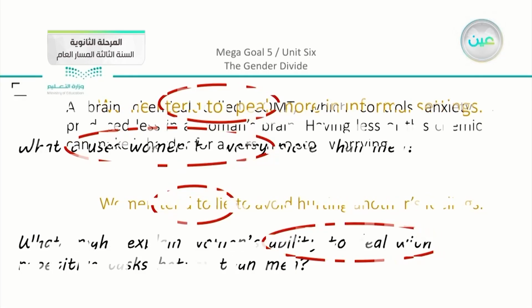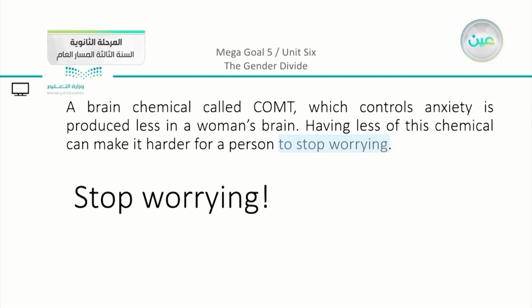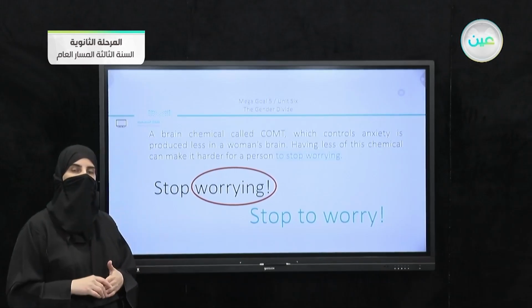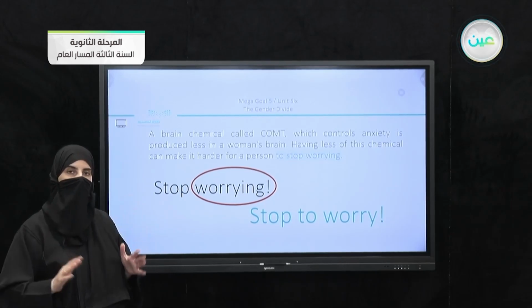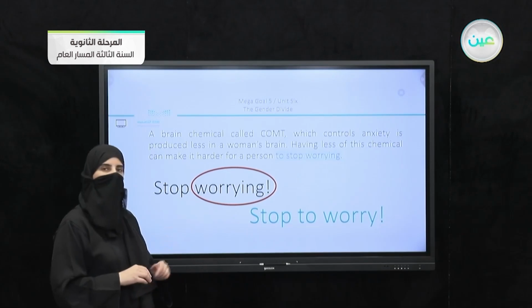So here we are going to see the structure that we have here. And basically here we have another example from the passage. Having less of this chemical can make it harder for a person to stop worrying. Now I can give you 2 examples here. I can say stop worrying, and I can say at the same time stop to worry. Here, using to in the sentence gives you a very different meaning. One time we can see the verb worry is used with an ing, and the second time there is no ing, but we do have to.